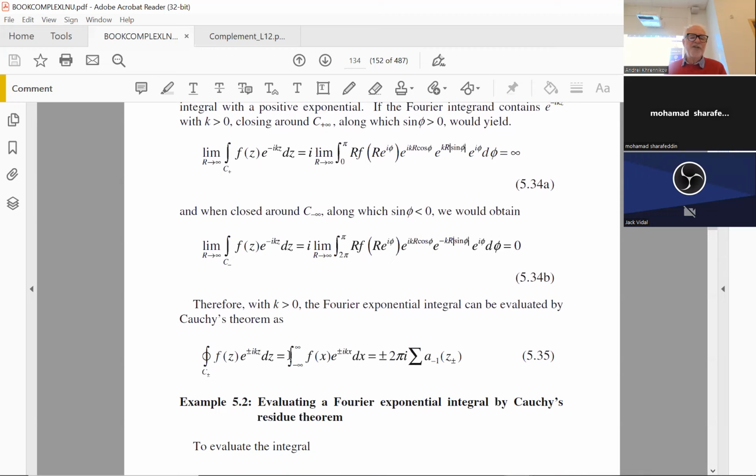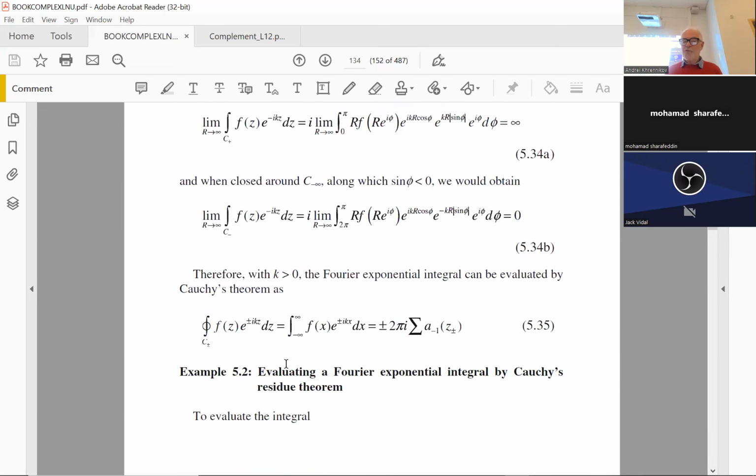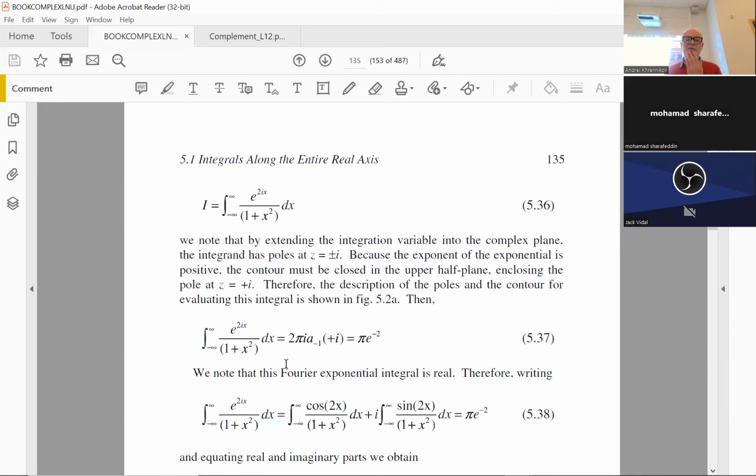For any function f, which is, for example, bounded, we can use this formula and calculate these integrals. These integrals will appear in our course on Fourier transform, and we shall use complex analysis to calculate them. Now, concrete examples.